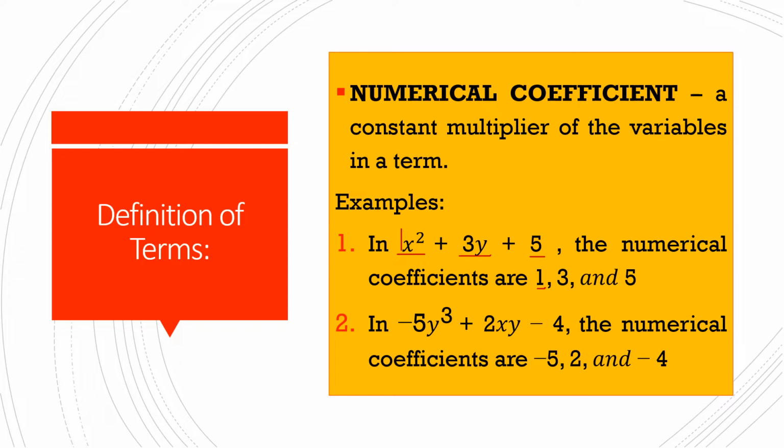Here is another example. We have negative 5y cubed plus 2xy minus 4. The numerical coefficient for the first term is negative 5. For the second term, it is positive 2. And for the last term, we have negative 4. Again, we include its negative sign.